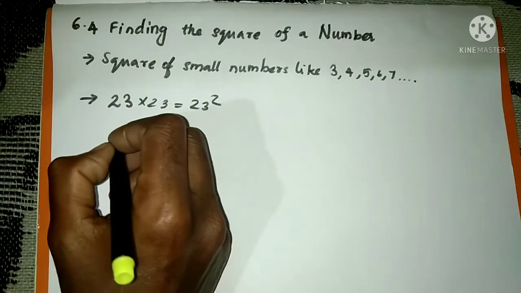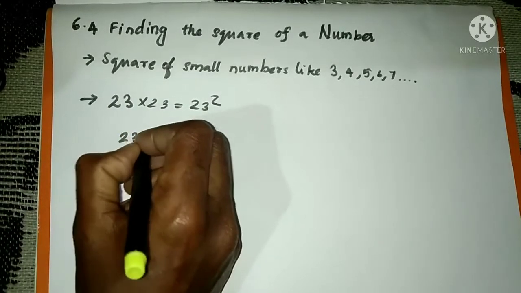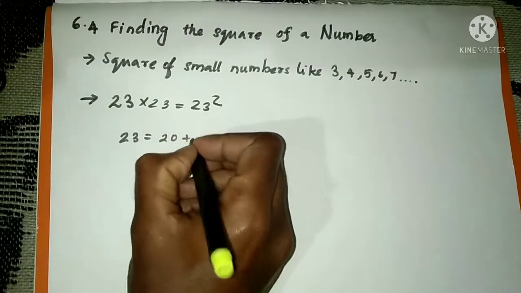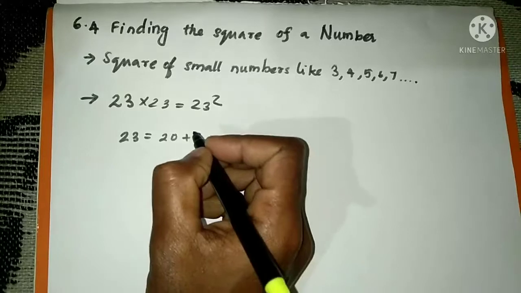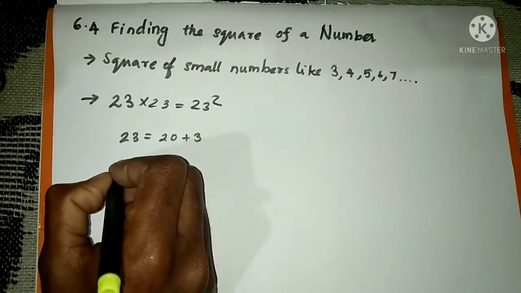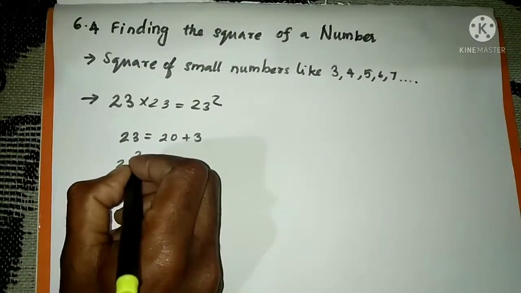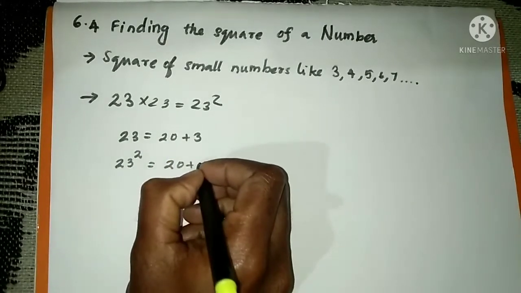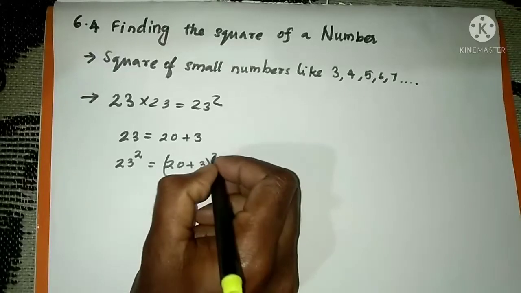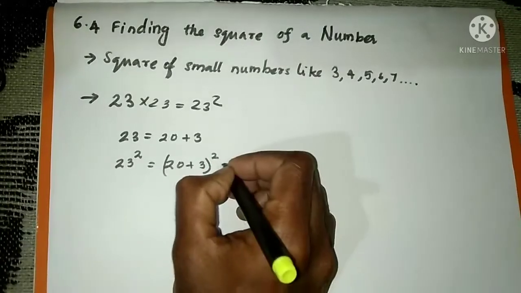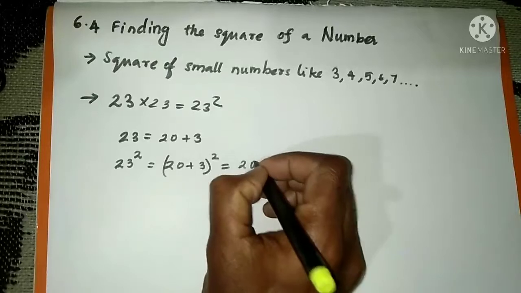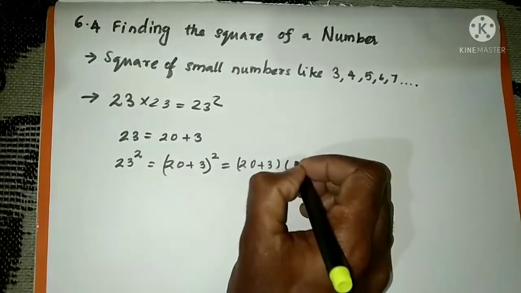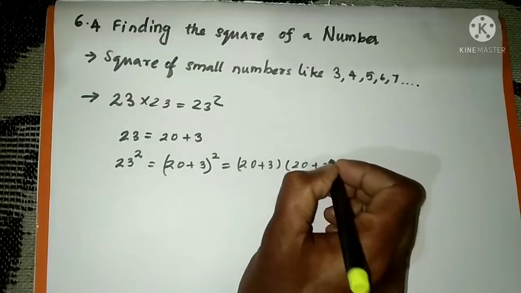we know 23 is equal to 20 plus 3. When we square 23, we can also square this, 20 plus 3, the whole square. Further, we can write this as 20 plus 3 times 20 plus 3.